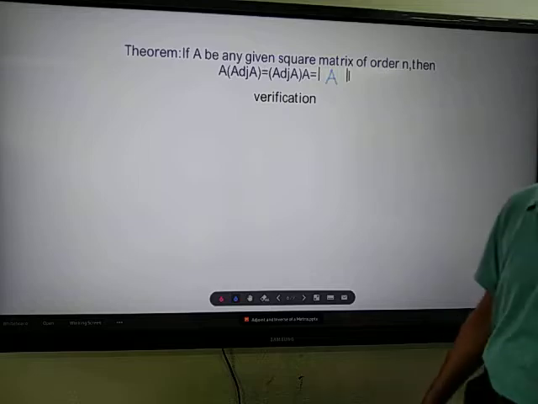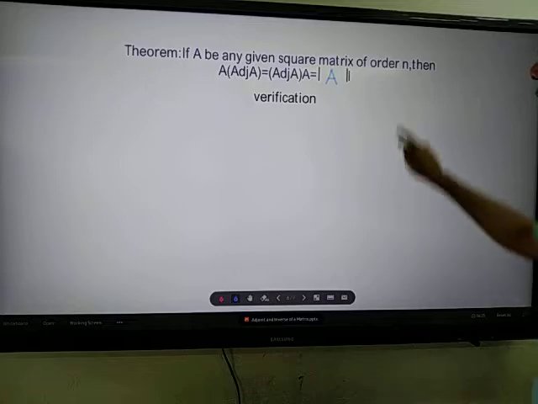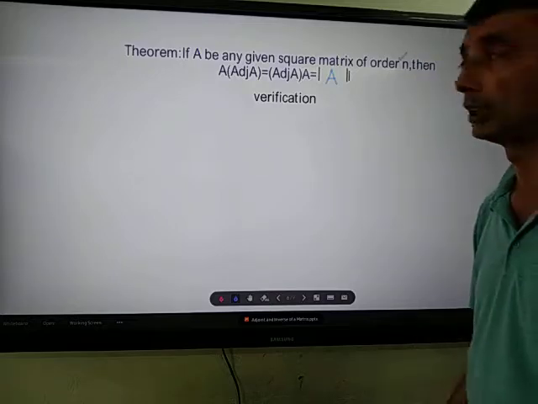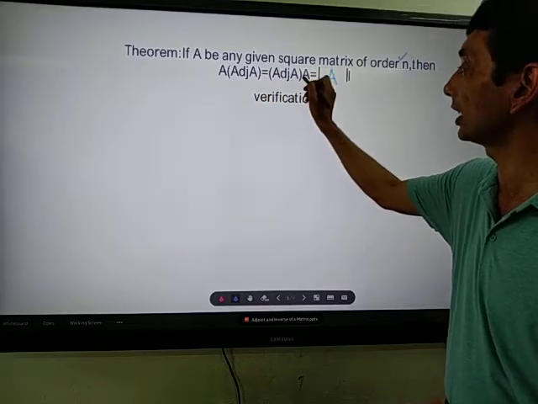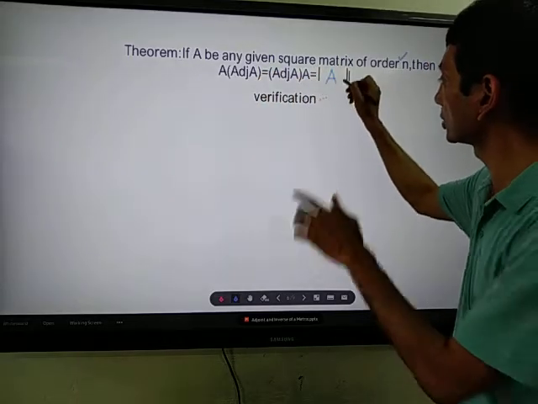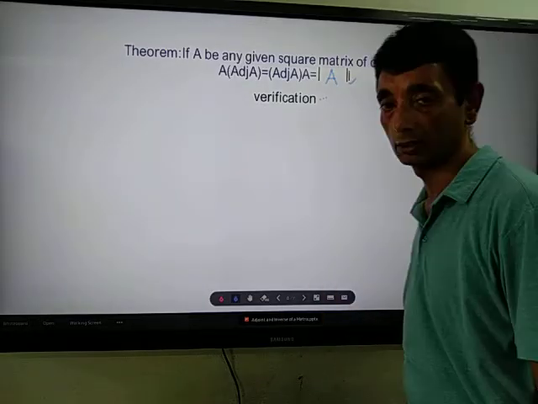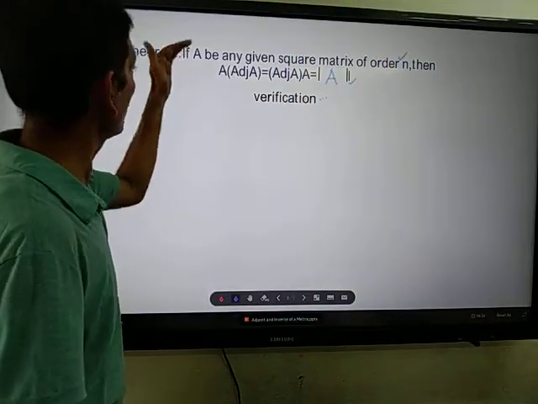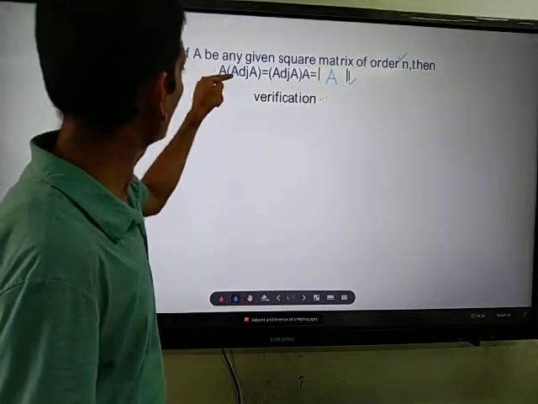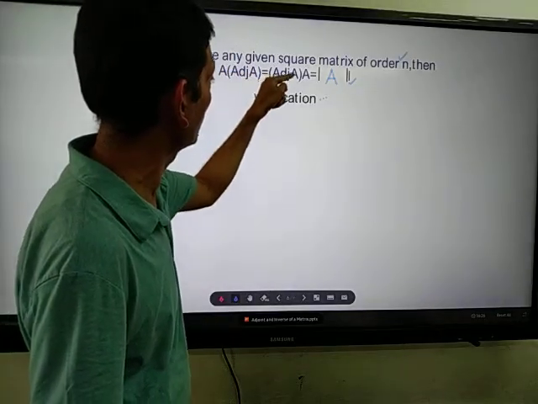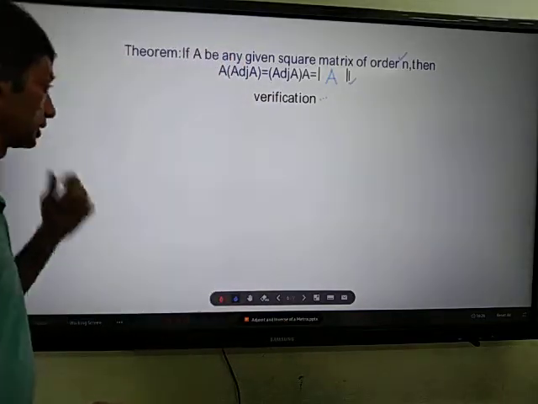Next, we are now going to start a very important theorem. What is the theorem? The theorem says, if A is any given square matrix of order n, then A multiplied by adjoint of A equals adjoint of A into A equals determinant of A into I. This is the identity matrix. I repeat the theorem. If A is any given square matrix of order n, then A into adjoint of A is equal to adjoint of A into A is equal to determinant A into I. How will we verify this?